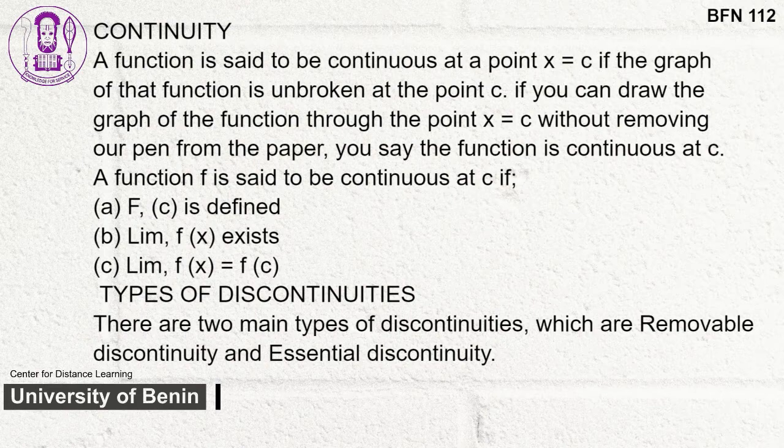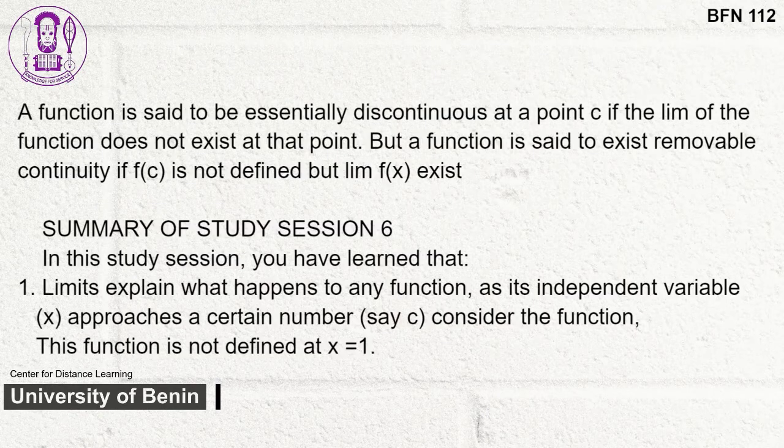Types of discontinuities. There are two main types of discontinuities, which are removable discontinuity and essential discontinuity. A function is said to be essentially discontinuous at point c if the limit of the function does not exist at that point. But a function is said to have removable discontinuity if f(c) is not defined but lim f(x) exists.